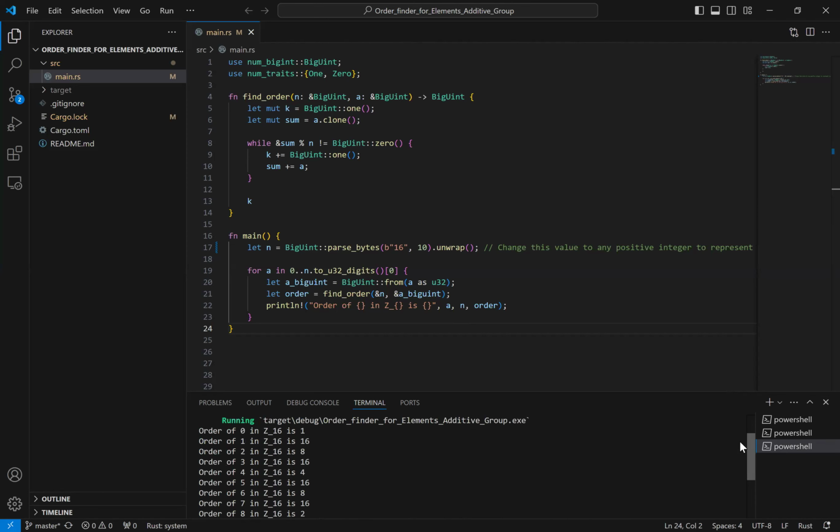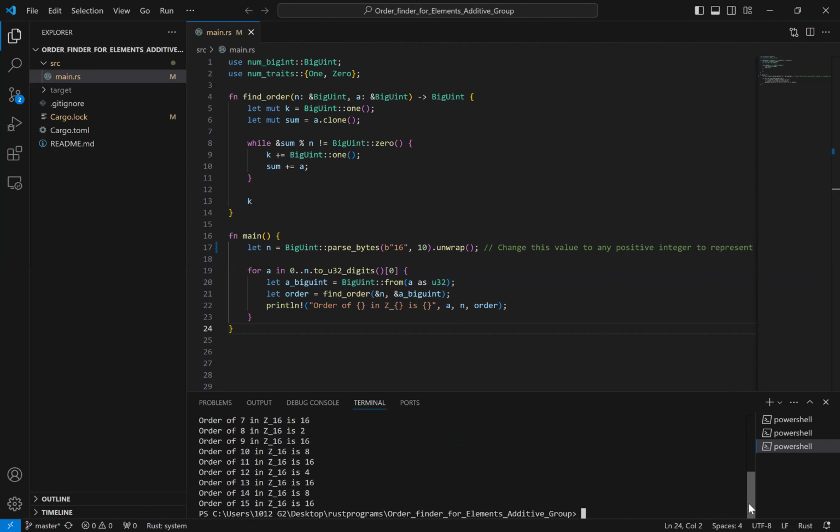Okay. So it has given me the order of every element up to 15, because this group has elements up to 15. It's saying the order of 15 is 16 itself. Of course, you can see that 15 and 16 are relatively prime. So you expect that the order of any number which is relatively prime to 16 will be 16.